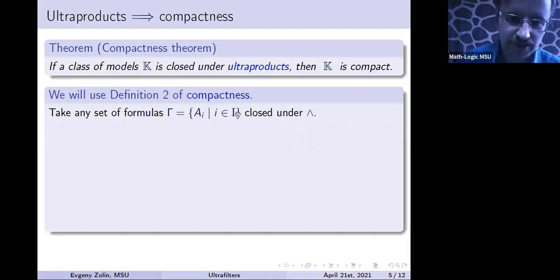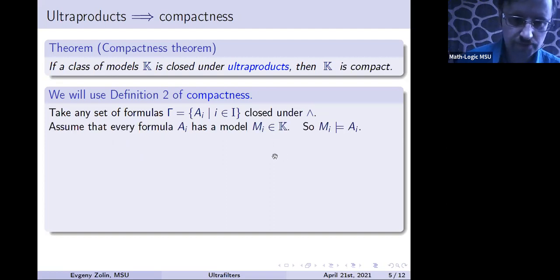Moreover, our proof will also hold when we have more powerful signatures. We can have an uncountable set of predicate symbols, an uncountable set of constant symbols, and still our proof works. So I is any set of indices. Okay, so gamma is a set of formulas closed under conjunction. So let us work with this set of formulas.